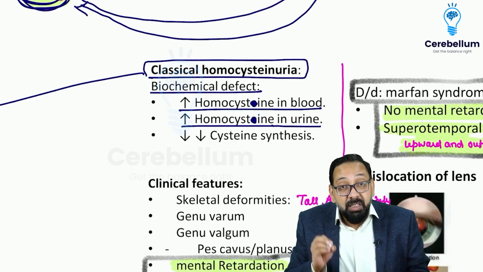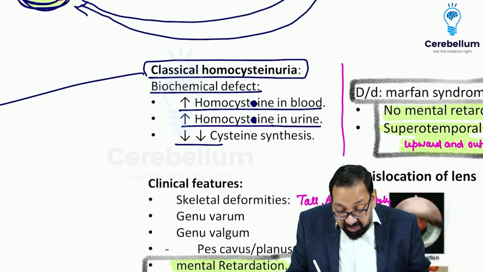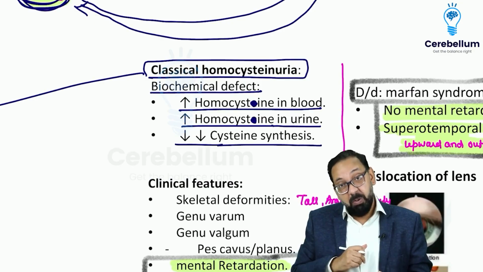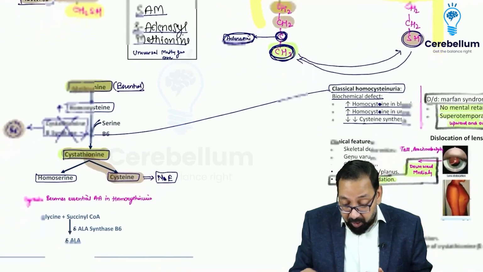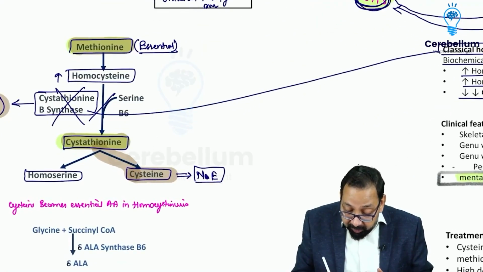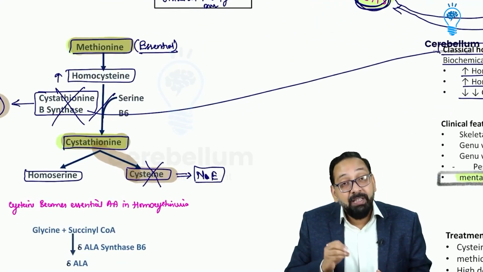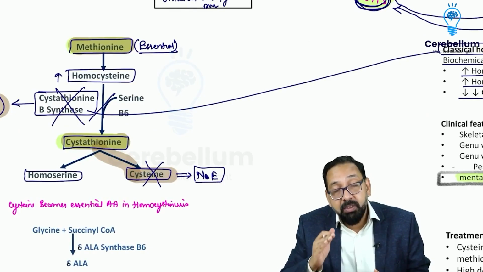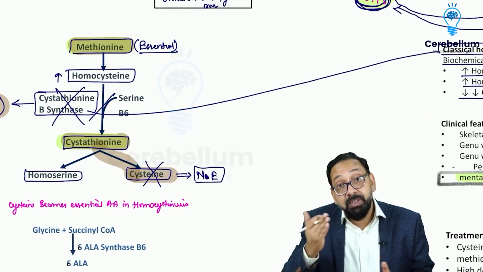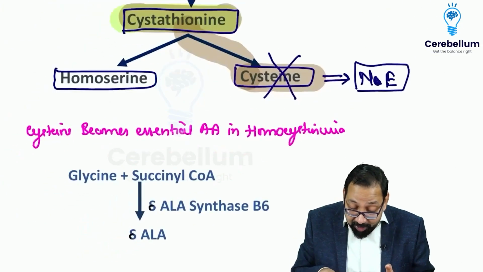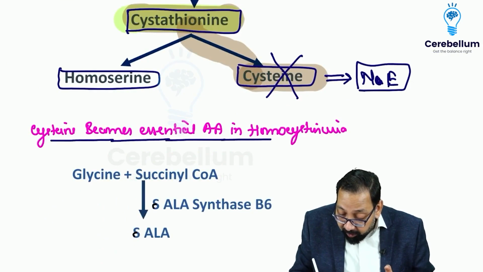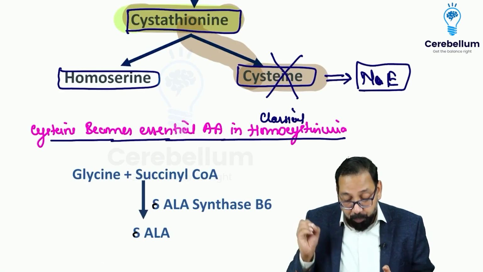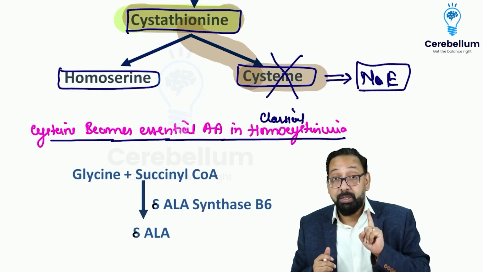And cysteine will not be synthesized. So decreased cysteine synthesis would be there. So in case of classical homocystinuria, I can say that cysteine is not synthesized. When it is not synthesized, it must be supplied from diet. So it becomes essential. So the question is asked that cysteine becomes an essential amino acid in classical homocystinuria. This is an important point.